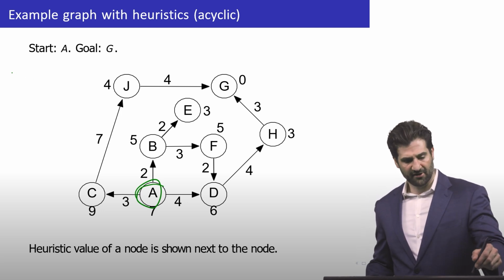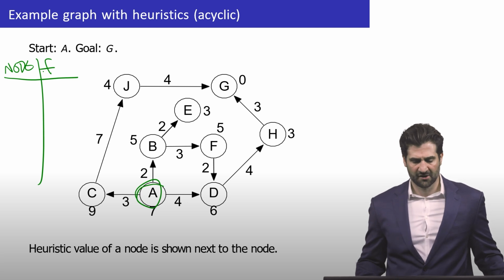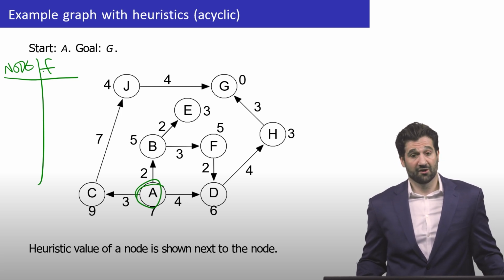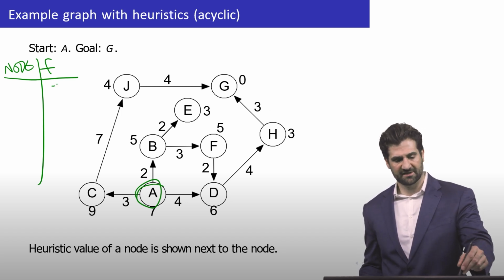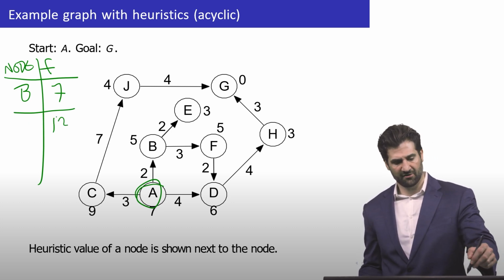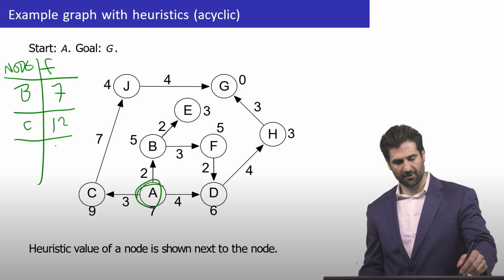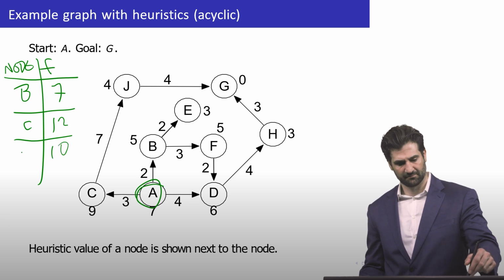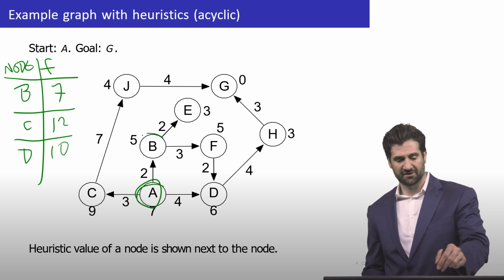So we have our node, and we have our f function, okay? So we have 3 selections. We can go to node B, which we have a 2 plus a 5, and that's a 7, so that's for B. We have C, which is 3 plus 9, which is 12. And we have D, which is 4 plus 6, which is 10. So we pick B to expand next.